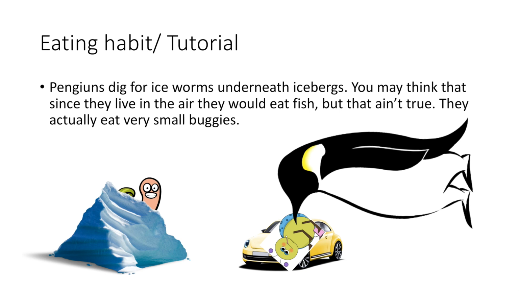Next slide. The eating habit / tutorial. Penguins dig for iceworms underneath icebergs. You may think that since they live in the air, they would eat fish, but that ain't true. They actually eat very small buggies. Here we have an example of a penguin eating a very small buggies. And this is an iceworm in an iceberg.